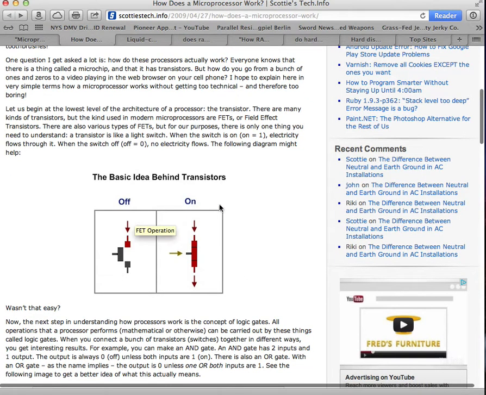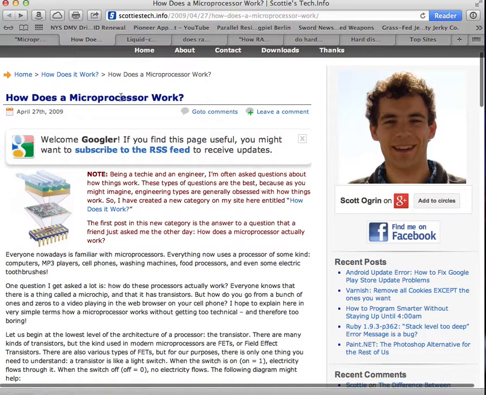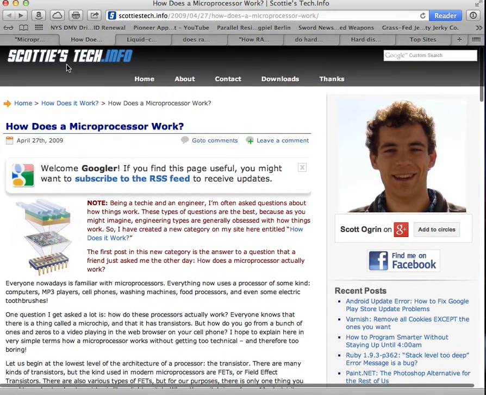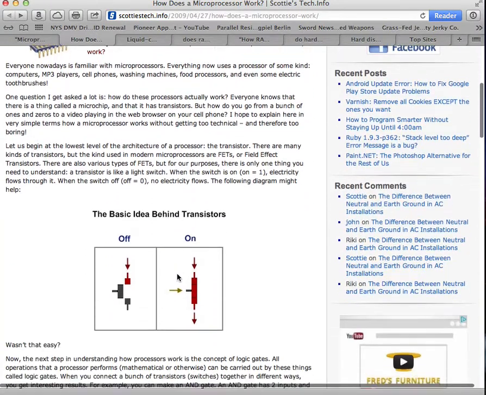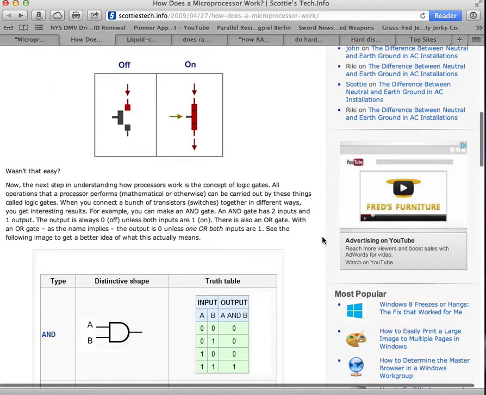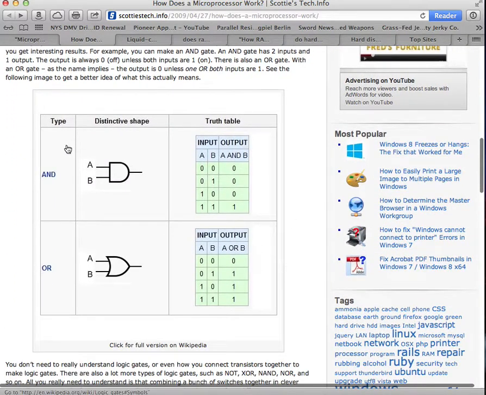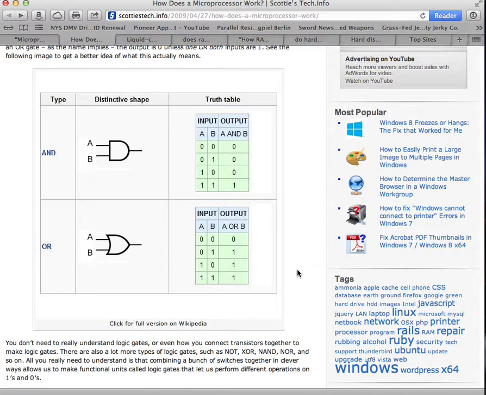So over here on the screen, we can see the basic idea behind transistors, and the site I'm using here is scottiestech.info, How Does a Microprocessor Work? We can see the basic idea behind it, just on and off. They're simple switches. And over here we can see some logic gates. And really how these things work right now isn't as important as the fact that they're just tied into physical laws. None of this would be possible without the flow of electricity, the flow of current through the motherboard.